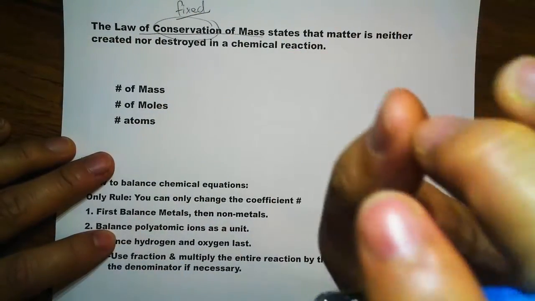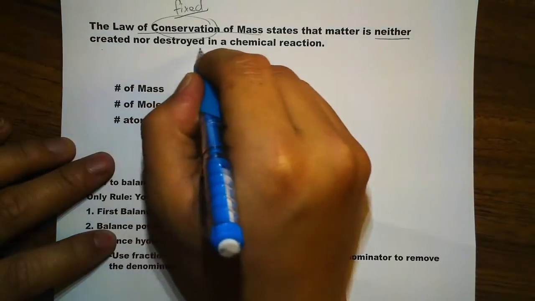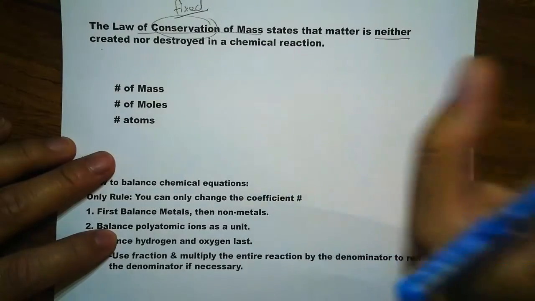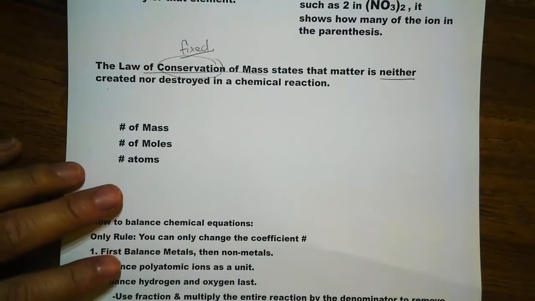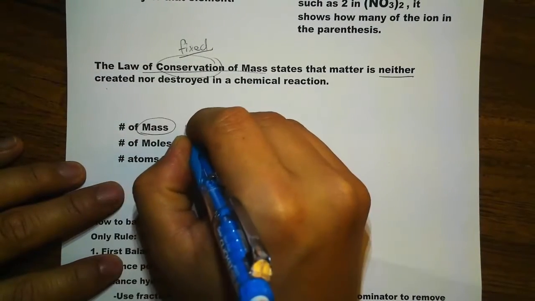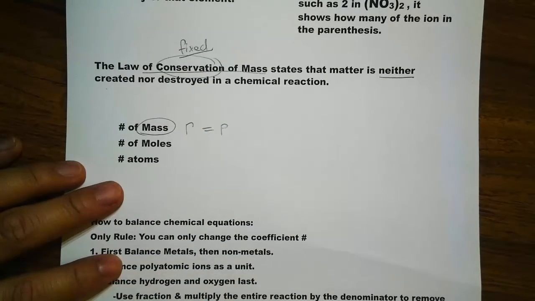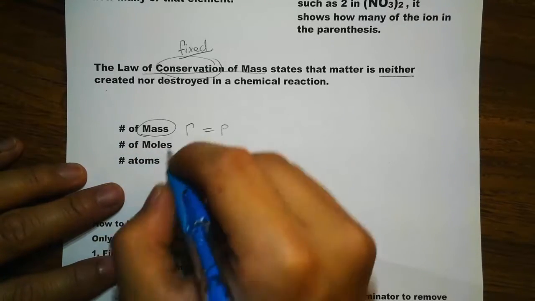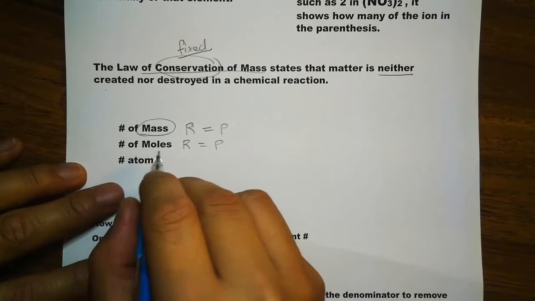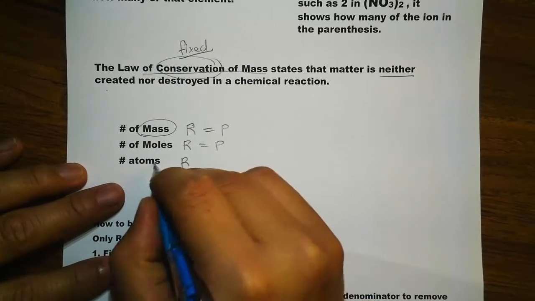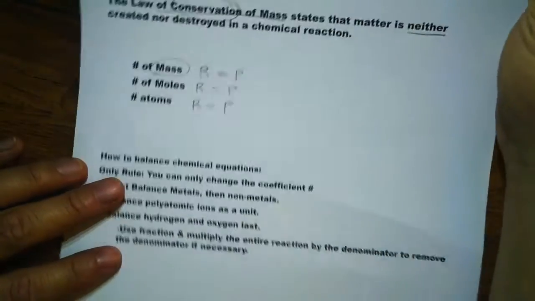So the law of conservation of mass states that matter is neither, that means not, created nor destroyed. So you don't create new matter or destroy matter when there is a chemical reaction. What does that mean? That tells you that whatever amount of mass you put in on the reactant side will equal the amount of mass on the product side. And because the mass stays the same, the number of moles must also stay the same, as well as the number of atoms or molecules. So that is the beauty behind the law of conservation of mass.